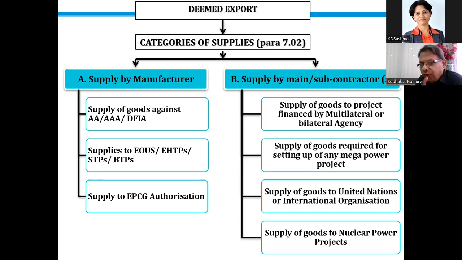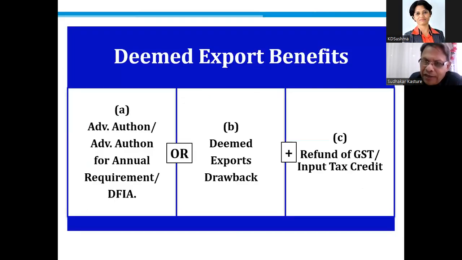To qualify for deemed export benefits, your product supply must be covered under para 7.02. Only the products specified under 7.02 can be taken as deemed exports. Other normal supplies will not be covered under this. And in the deemed exports category, there are two benefits available to you. You can claim advance authorization for your input of raw materials. Alternatively, you can claim deemed export drawback.